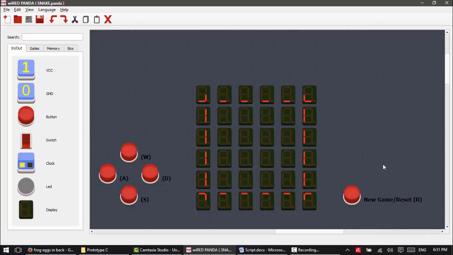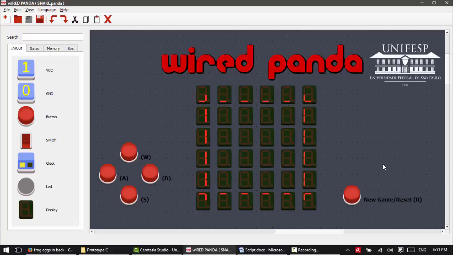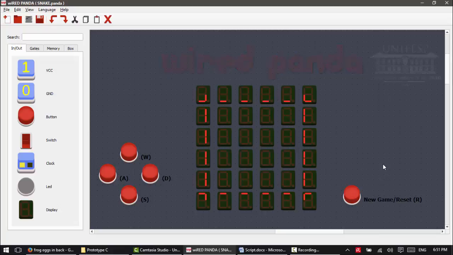And in this video, we will be presenting the Snake video game implemented in a digital circuit. We built and simulated our circuit in Wired Panda, an open source software developed and maintained by students of Unifesp, the Federal University of São Paulo. Snake is a very simple game. The objective is to eat food pellets while avoiding collision with your body, that grows each time food is eaten.